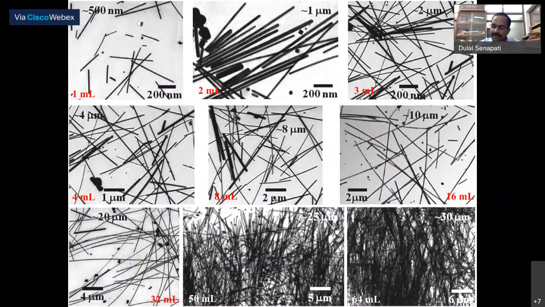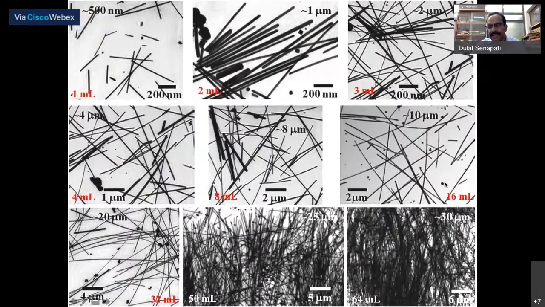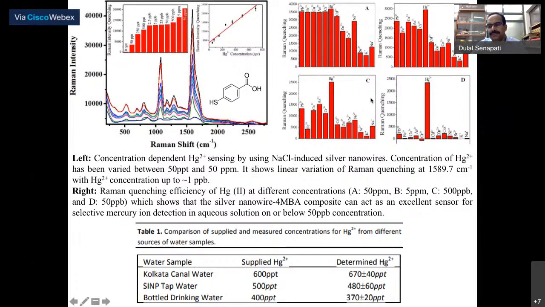So similarly, we can use different lengths of silver nanowires for the detection of mercury. Simply, these are silver nanowires. Silver reacts with mercury and gives mercury as an amalgam, and that will actually reduce the length of the rod. As the length of the rod reduces, the Raman intensity falls down.